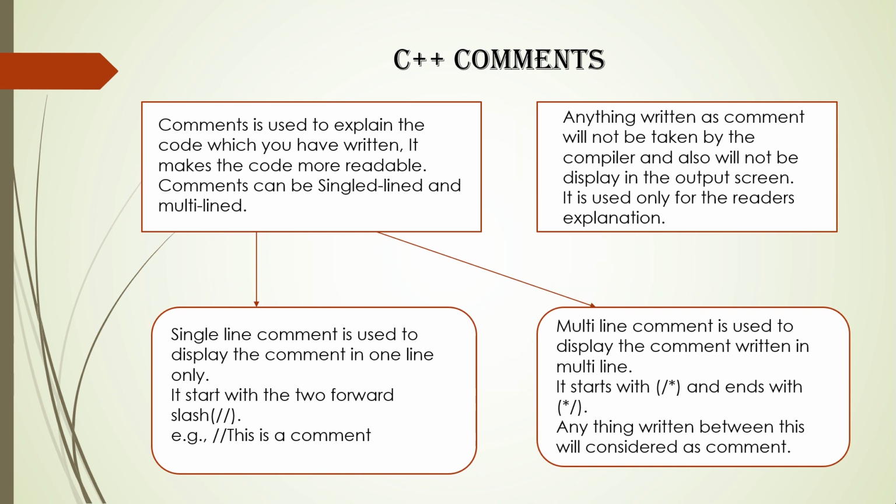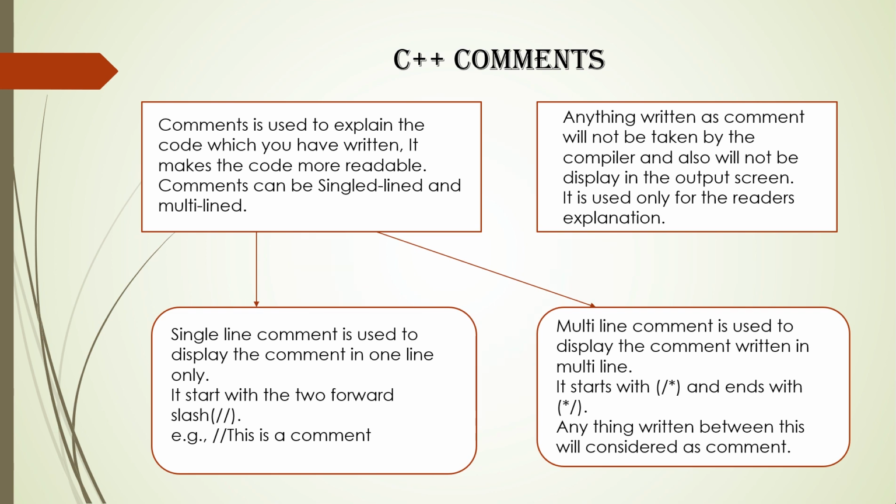Single line comment is used to write the comment in one line only. It starts with two forward slashes. Anything written after the two forward slashes till the end of the line will be considered as comment. And the second is multi-line comment. It is used to write the comment in multiple lines. That is, it starts with forward slash and asterisk and ends with asterisk and forward slash. Anything written between them will be considered as comment.